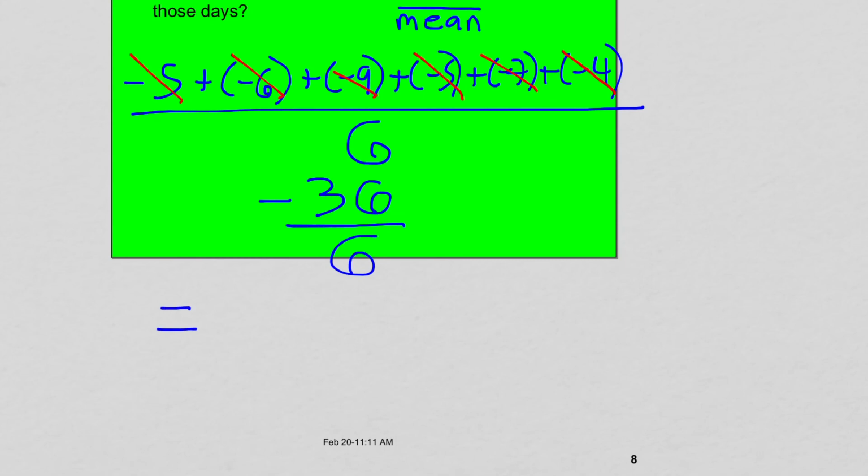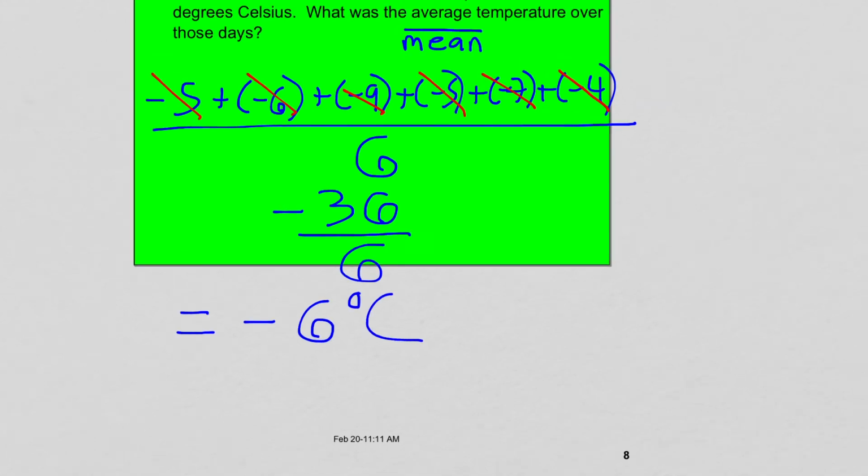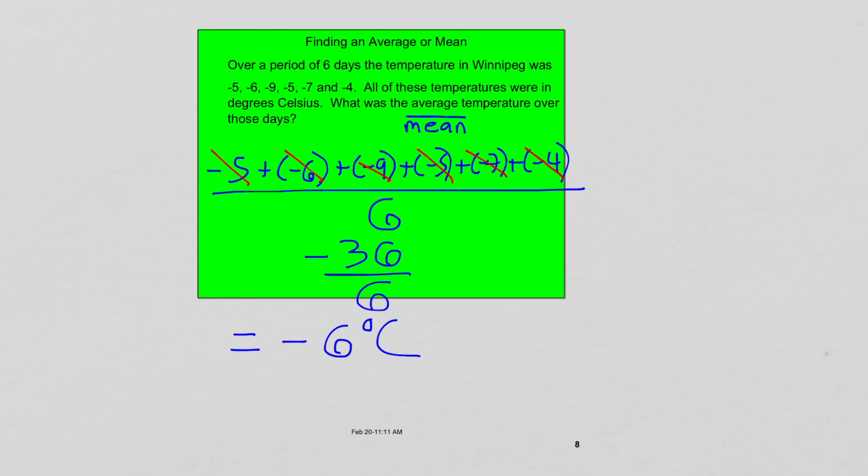So negative 36 divided by 6 is negative 6 degrees Celsius. And that's about the middle temperature, the measure of central tendency of those 6 days. And that gives us a good idea of what the temperature was like over that period. So that's an application of division of integers.